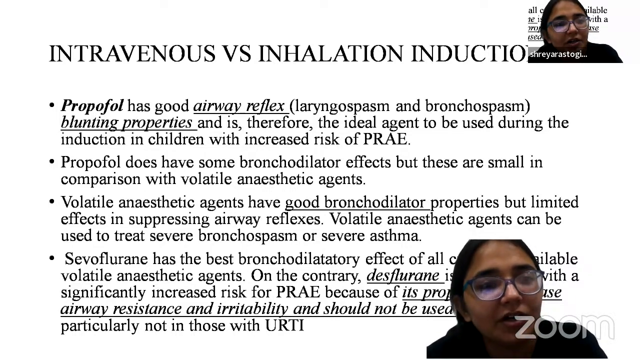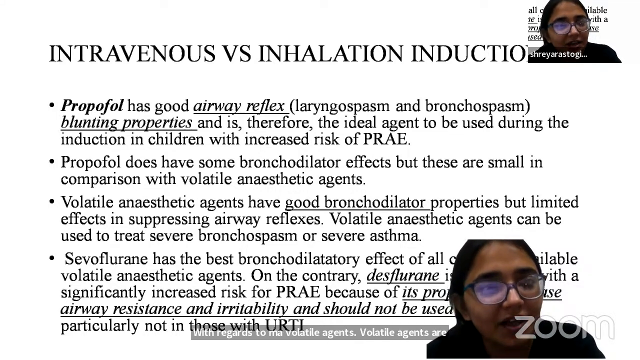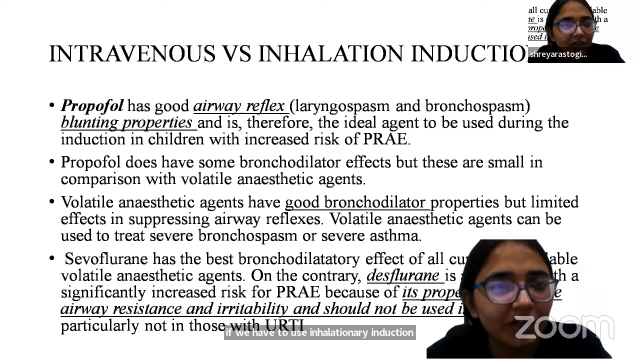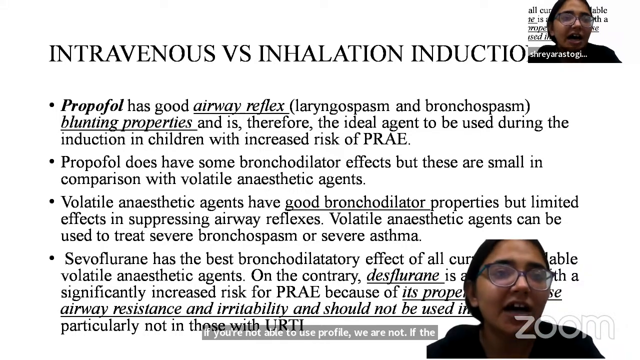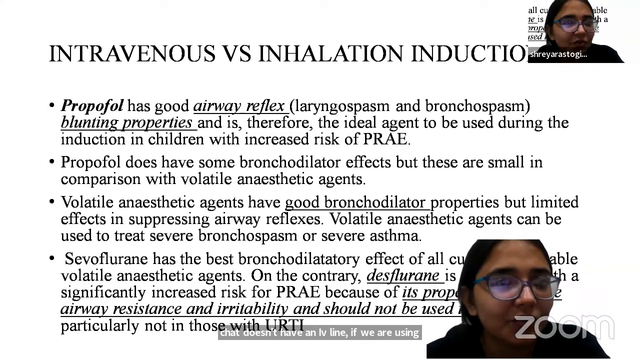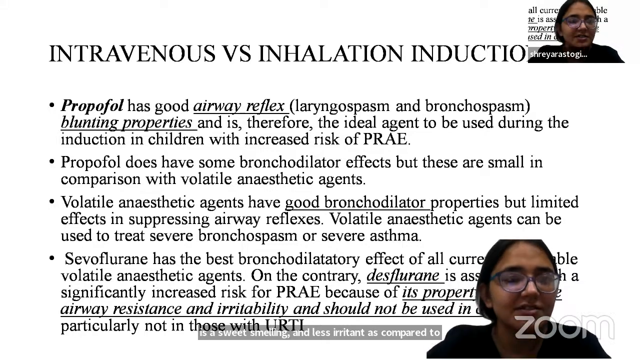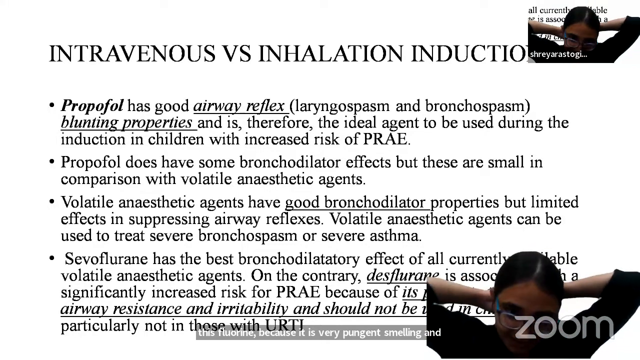With regards to volatile anesthetic agents, ma'am, they are very good bronchodilators. So they can be used during maintenance of anesthesia as compared to induction. And if we are not able to use propofol, if the child doesn't have an IV line, and we are using inhalational induction, then our choice should be sevoflurane because it is sweet smelling and less irritant, as compared to desflurane, which is very pungent smelling and irritant and causes increased resistance to the respiratory system.